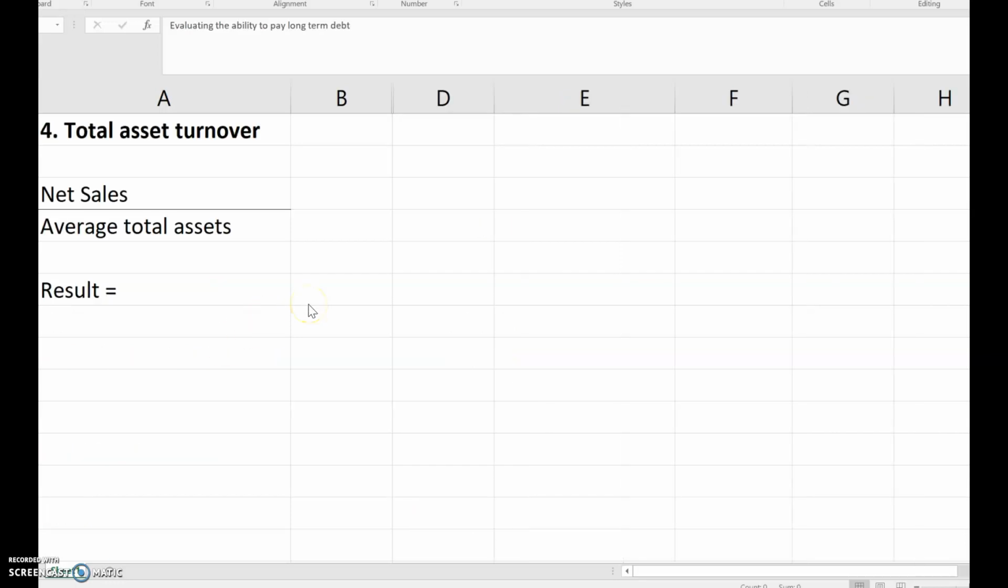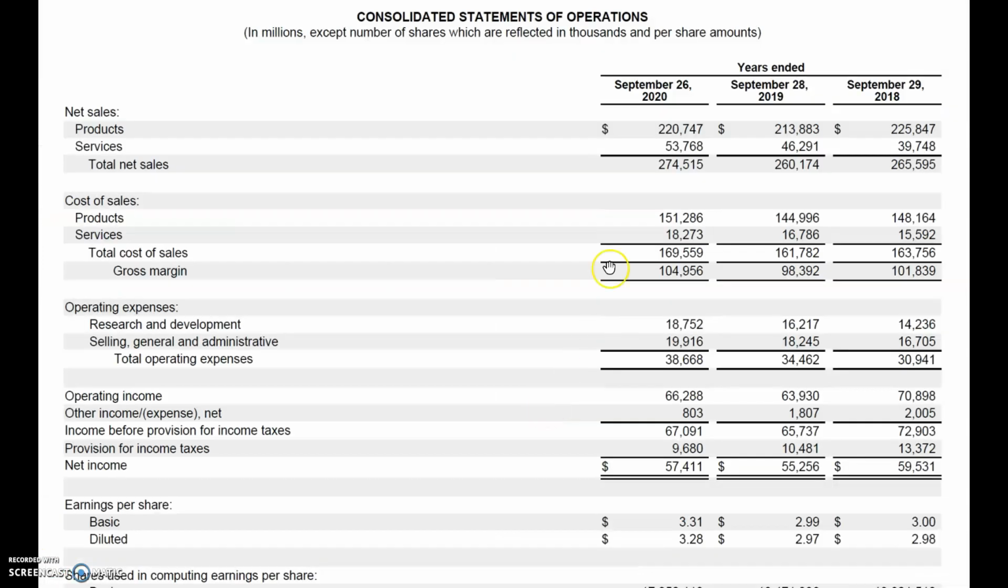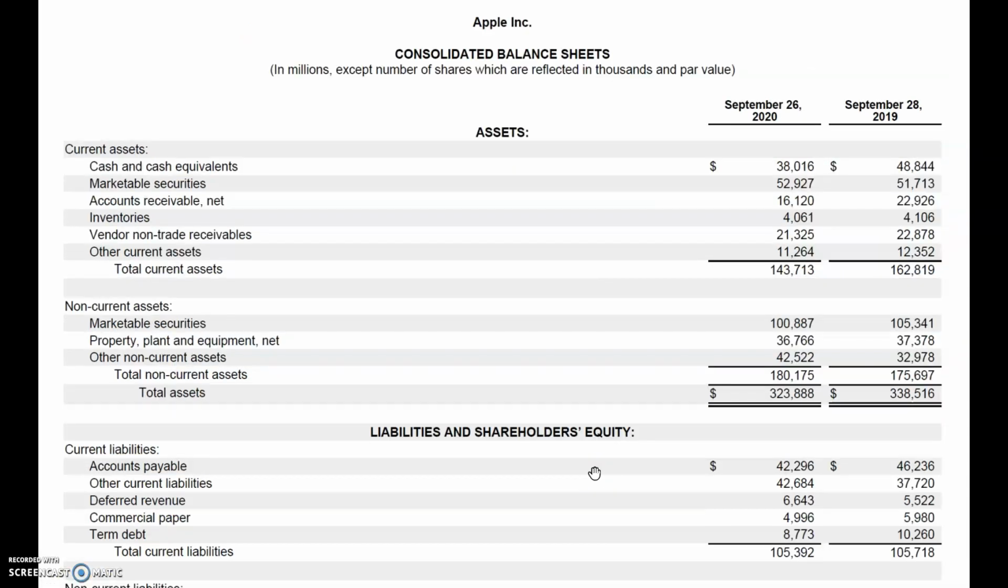The last liquidity ratio we're going to look at is the total asset turnover. How many times does our sales cover our average assets? So we have to go to the income statement to get the sales, and then we have to go to the balance sheet and get the beginning and the ending total assets numbers. So here we are on our income statement. They're calling that the statement of operations. We see our net sales are $274,515.